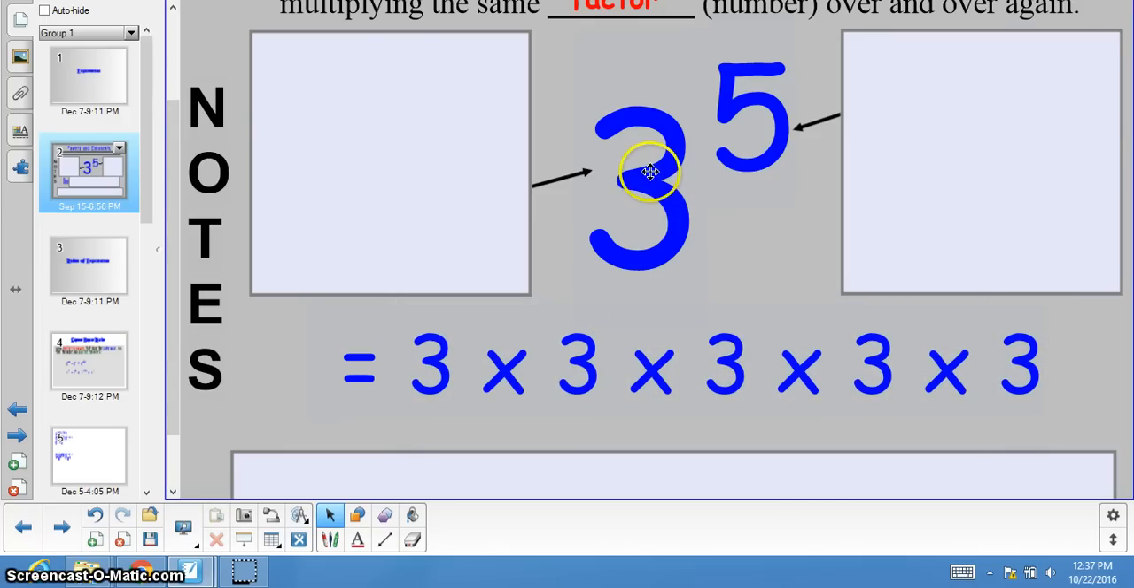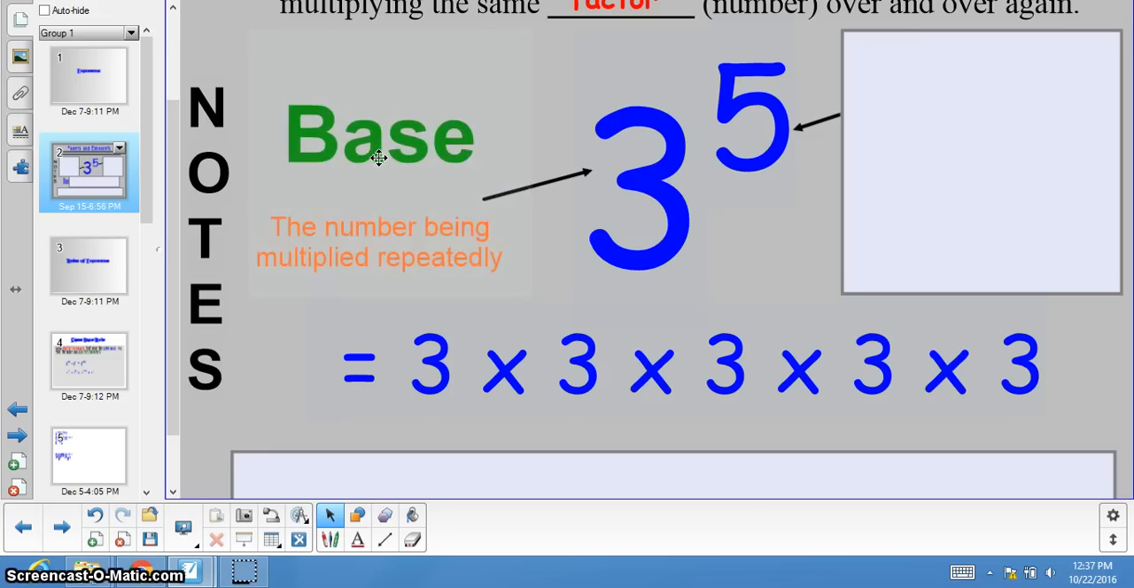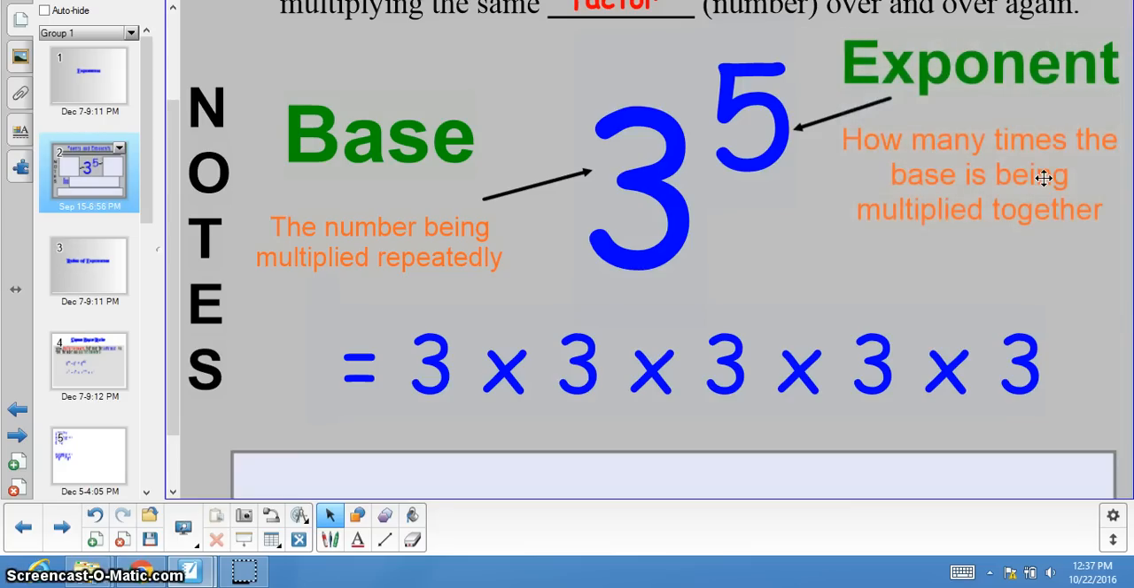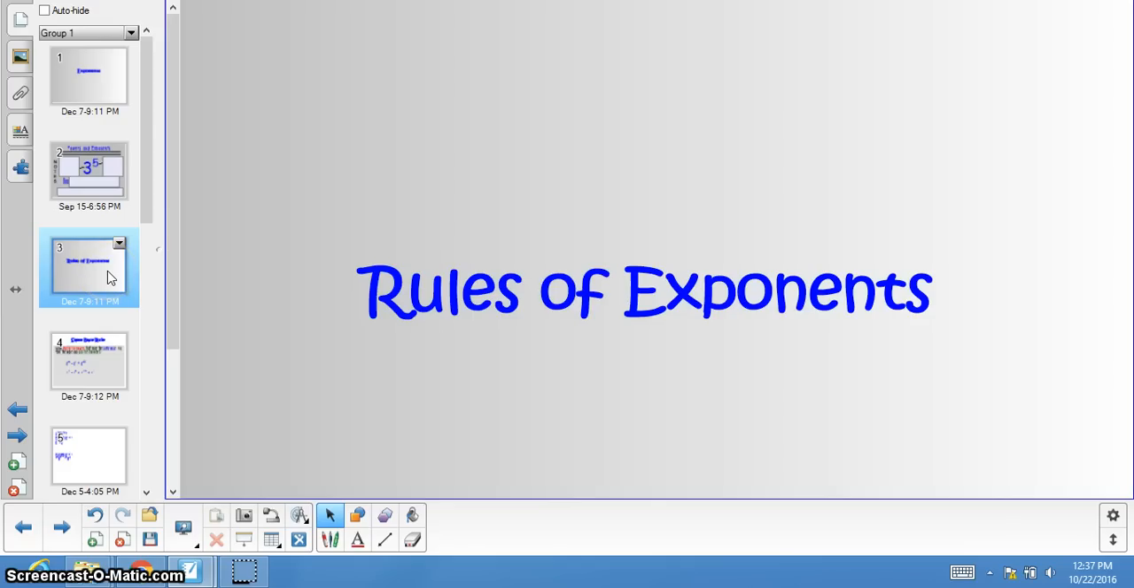You should already know 3 is called the base. It's the number that's being multiplied repeatedly, and you better know that 5 is the exponent. How many times you're multiplying the base together. Exponents have rules. I strongly suggest you document these rules by creating a foldable or putting them in your notebook. However, you must know these rules to be successful.